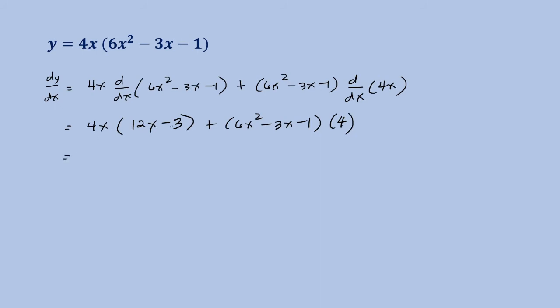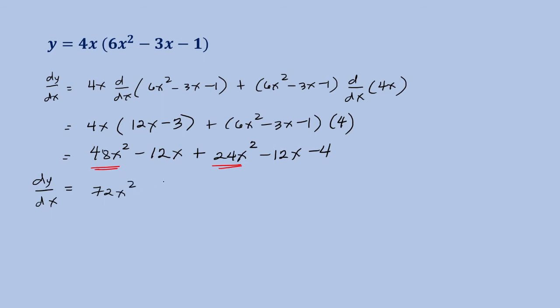Multiplying 4x by 12x minus 3, we have 48x squared minus 12x plus 4 times 6x squared is 24x squared. 4 times negative 3x is negative 12x, and then minus 4. So to simplify, 48x squared plus 24x squared is 72x squared. And then negative 12x minus 12x is negative 24x and minus 4. So this is the derivative of the given function.